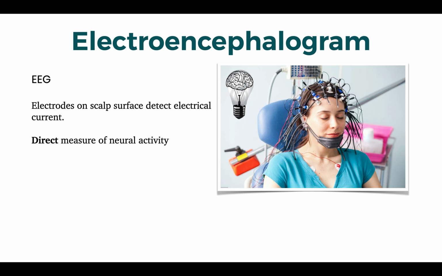EEG is a direct measure of neural activity. Now, what do I mean by direct versus indirect? EEG measures brain responses that are a direct result of brain activity. So you have brain activity that produces an electrical charge, and you are directly measuring that brain activity. Indirect measures we will talk about in just a few slides, and you'll be able to see the difference.